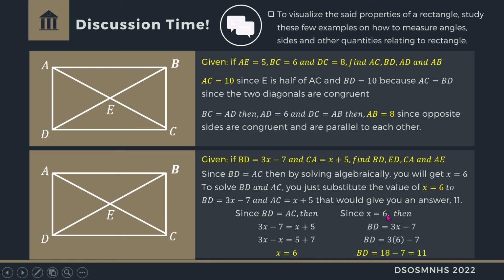Since x is 6, to solve for the exact measurement of each diagonal, BD and AC, we substitute x into the given expression 3x minus 7. So BD equals 3 times x minus 7. 3 times 6 is 18, minus 7 is 11. So if BD is 11, therefore CA is also 11.